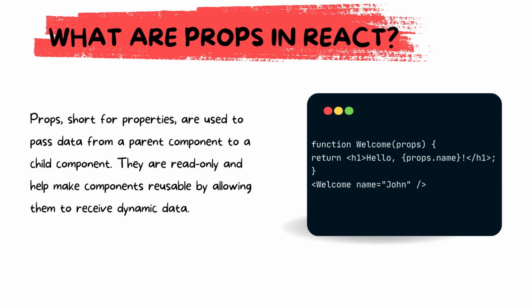What are props in React? Props, short for properties, are used to pass data from a parent component to a child component. They are read-only and help make components reusable by allowing them to receive dynamic data. Let's look at the example code. Here, the Welcome component takes a prop called name and displays it in the heading. We pass the value John to the Welcome component, which results in "Hello, John" being rendered.